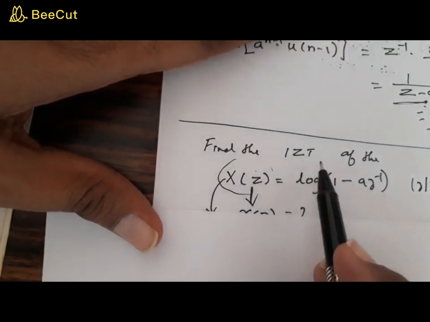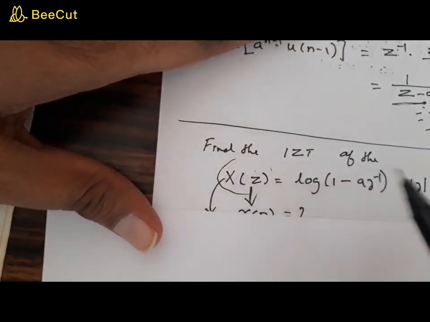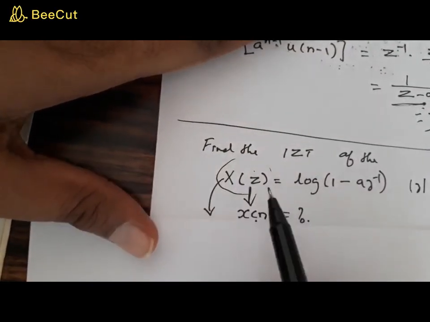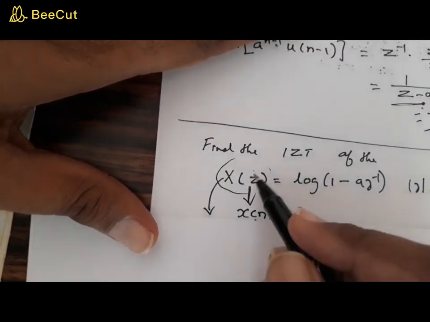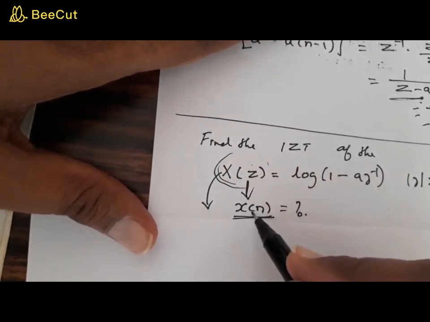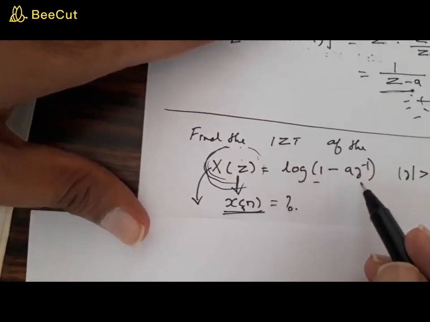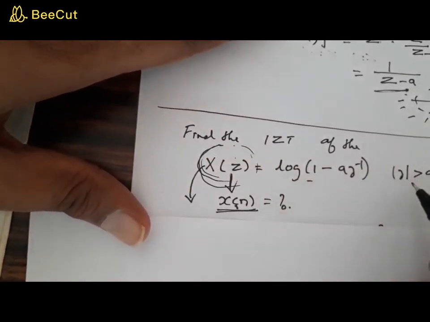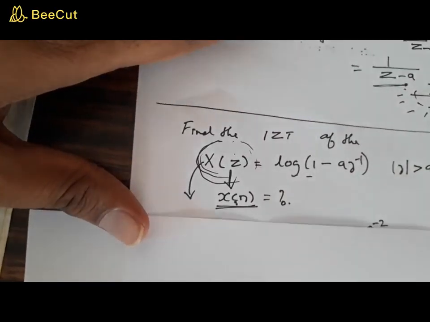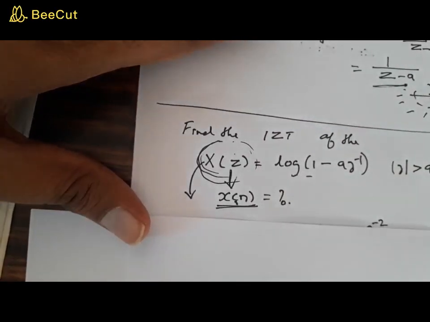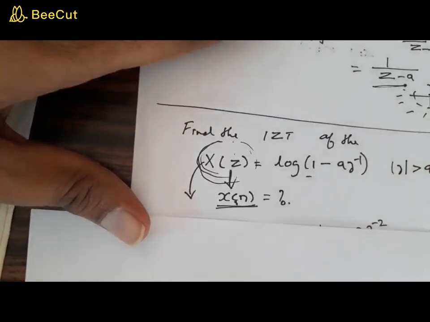Now the next problem is a special type of problem. You are asked to find out the inverse z transform of x of z. Inverse means when you take the inverse, you will get x of n. So x of n is the inverse of x of z, where x of z is the logarithm of 1 minus a z inverse, mod z greater than a. So you don't have any direct method to find out the inverse z transform of such problems.